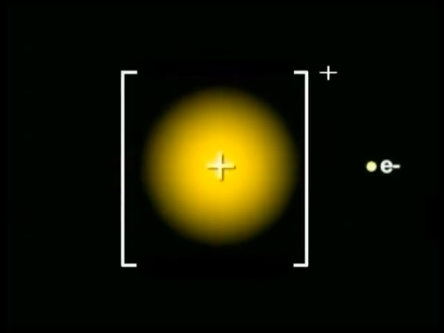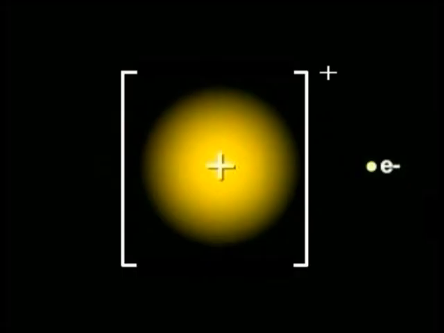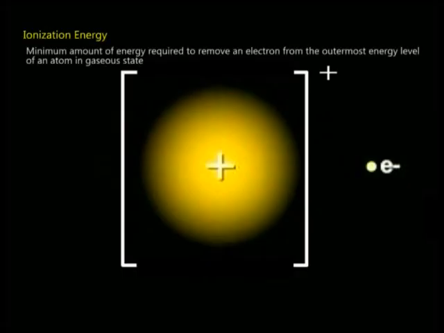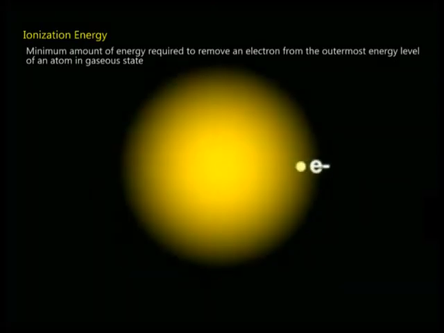Ionization energy. Remember, the nucleus is positively charged and the electrons are negatively charged. So the electrons are attracted to the nucleus, and it is this electrostatic attraction that holds the electrons in place and prevents them from escaping. This is called the effective nuclear charge. In order to remove the outermost electron from an atom, we need to apply some energy to overcome this nuclear attraction. This energy is called the ionization energy. Ionization energy is the minimum amount of energy required to remove an electron from the outermost energy level.